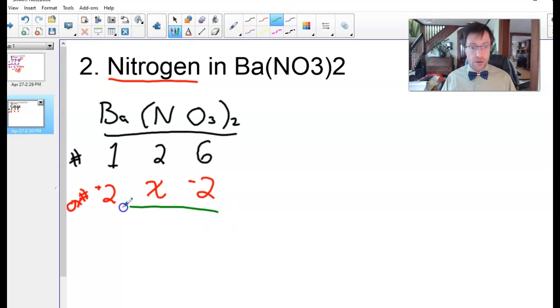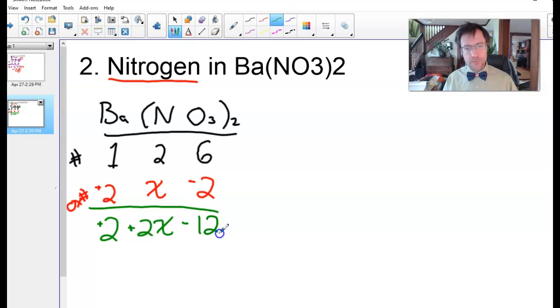So we're going to go like this. And just like before, we have one barium. Each barium has a charge of plus 2. How much do we have in all? Plus 2. We have 2 nitrogens. Each nitrogen is going to be an X. How much in all? Well, 2 of the I'm not sure yet. We have 6 oxygens. Each oxygen has a charge of minus 2. How much in all? What is 6 times 2?